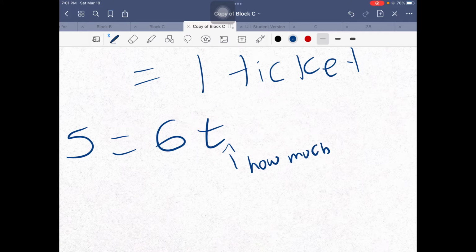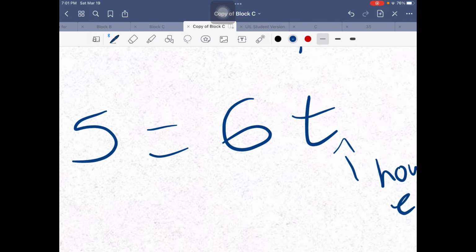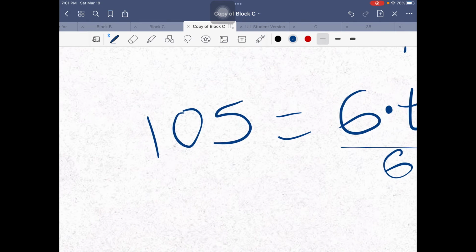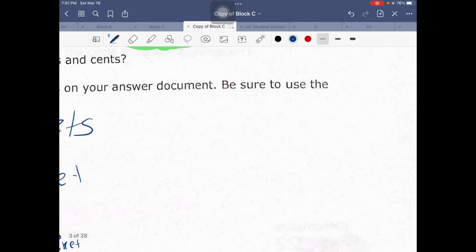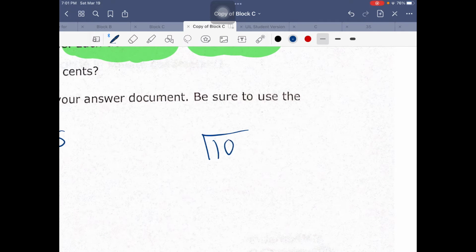How much each ticket costs. That's what we're trying to find. Now, the 6 and the t, they're multiplying each other. The opposite of multiplying by 6 would be dividing by 6. And I'm pretty sure several of you already knew that you had to divide, and that's really good, and that's very impressive.